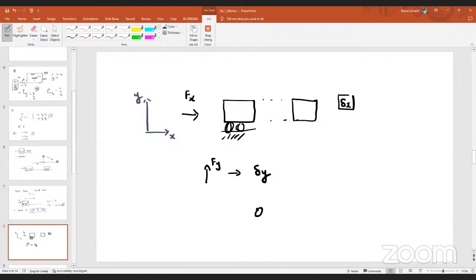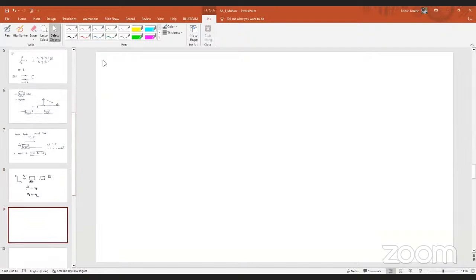What about rotation? If I want my object to rotate, which type of force should I apply? If it is displacement, we can say it is a force. What about rotation? You have to apply a moment along the z direction, as we are talking about a specific plane. So if you want rotation to happen, you have to apply the moment.